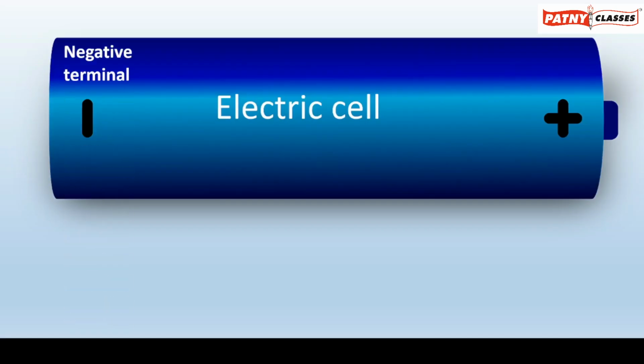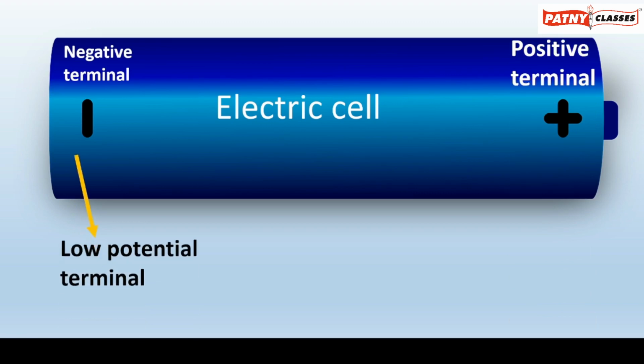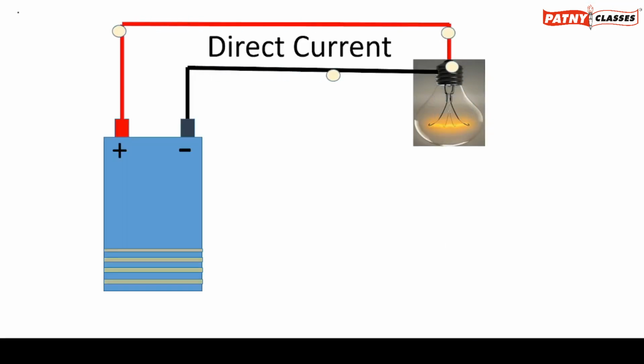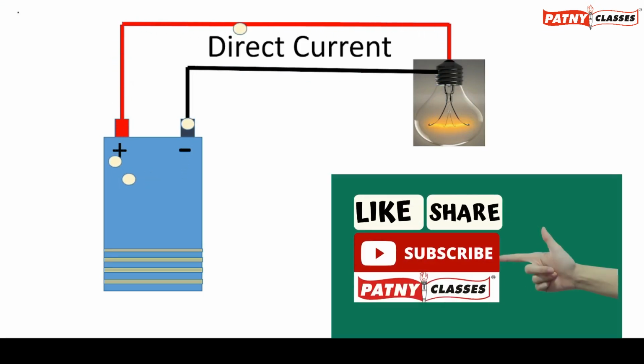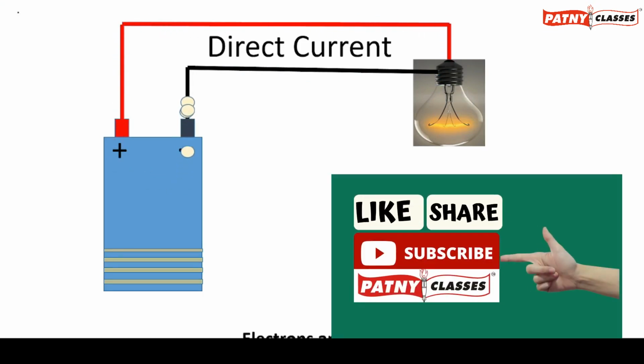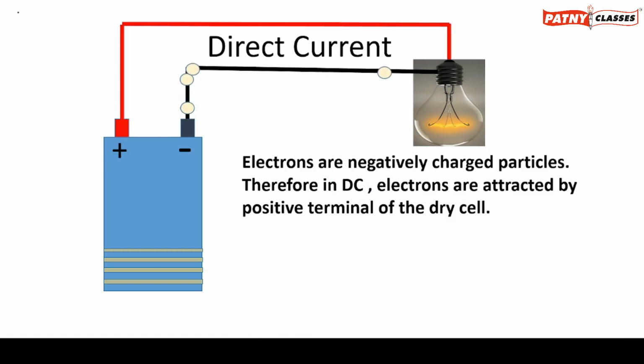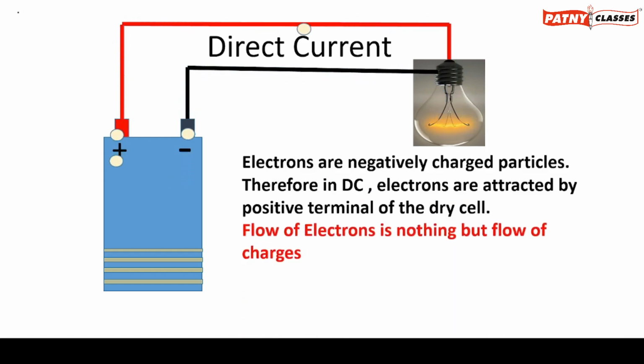One side has more potential, called the high potential terminal, and the other end of the cell is called the low potential terminal. Thus, every electric cell has two ends, a high potential side and a low potential side. Electrons are negatively charged particles. Therefore, in DC supply, electrons are attracted by the positive terminal of the cell. That is, in DC supply, electrons flow from the negative terminal to the positive terminal.